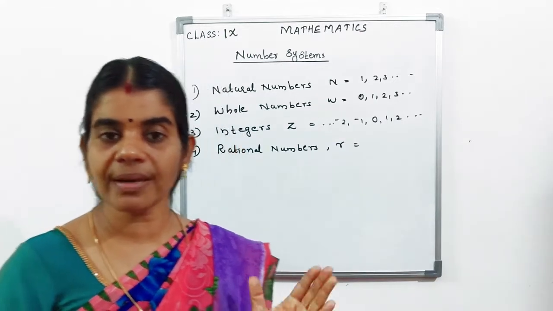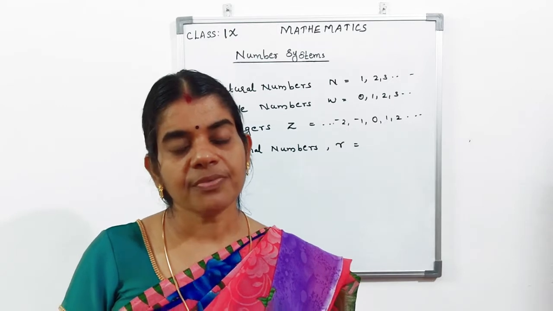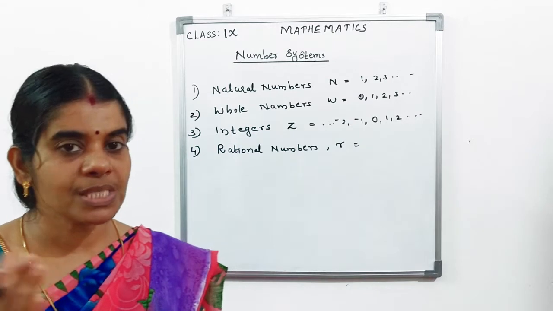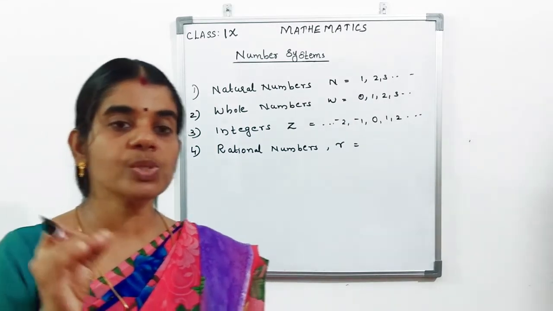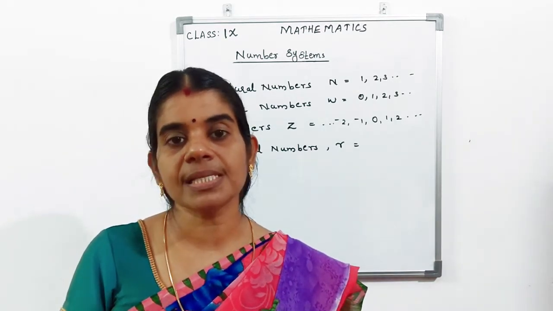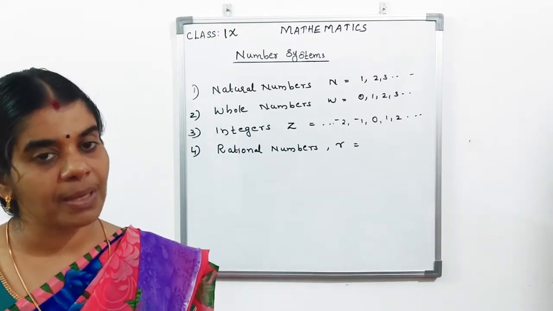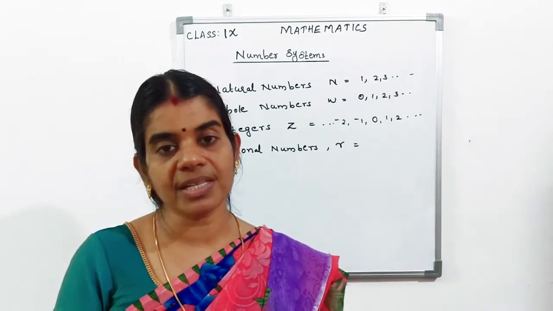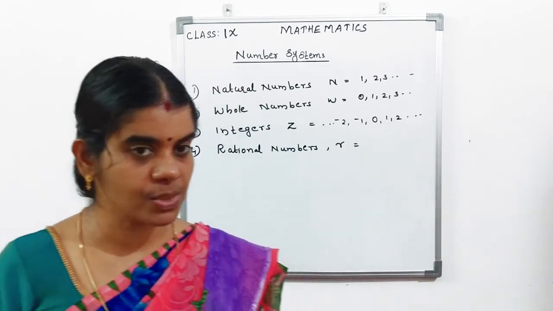We can write any fraction. What is the difference between a fraction and a rational number? When we say fraction, we are considering only the positive part: positive numerator and positive denominator, 1 by 2, 3 by 4, like that. In the case of rational numbers, we are considering negative numbers also. In the definition itself, we say that p and q are integers. That means positive numbers and negative numbers are all possible in the case of rational numbers. In the case of fractions, we consider only positive numbers.